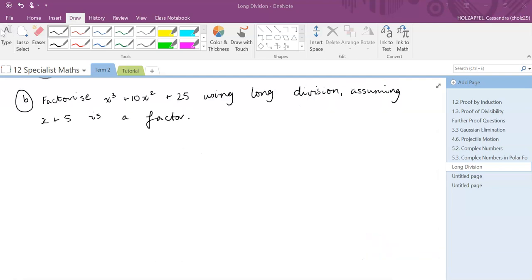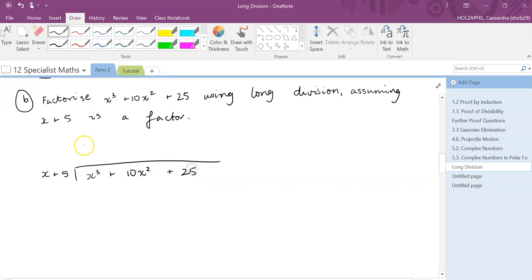So this is a similar question, it's just been worded a little bit differently. So factorize x cubed plus 10x squared plus 25 using long division, assuming x plus 5 is a factor. So if x plus 5 is a factor, that means that this function here will be divisible by x plus 5. So since we're dividing by x plus 5, that's going to go on the outside, and then I'm just going to pop this information here underneath this division symbol.